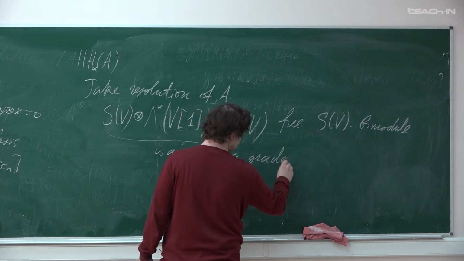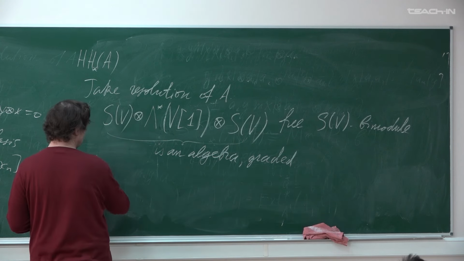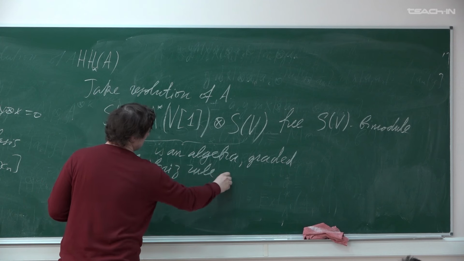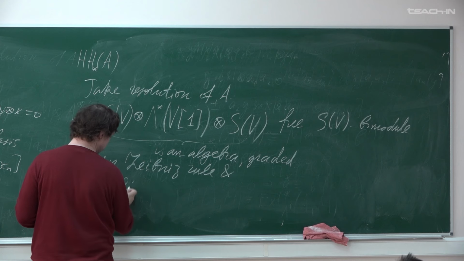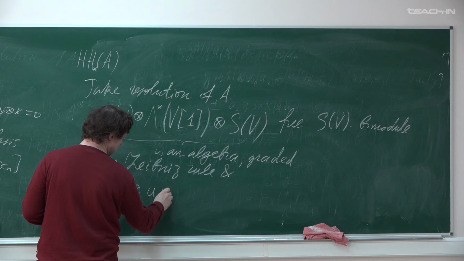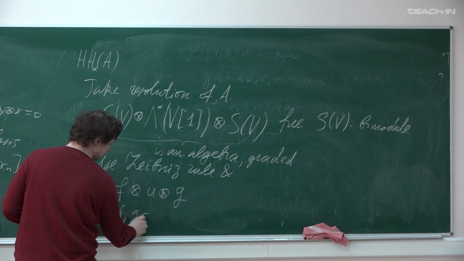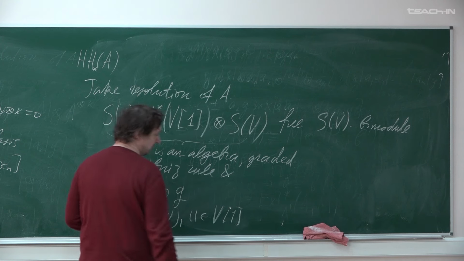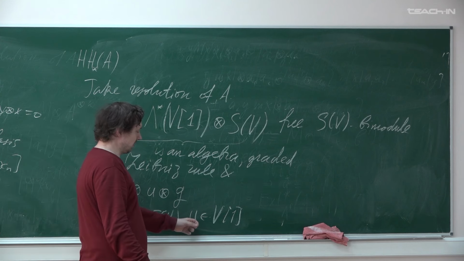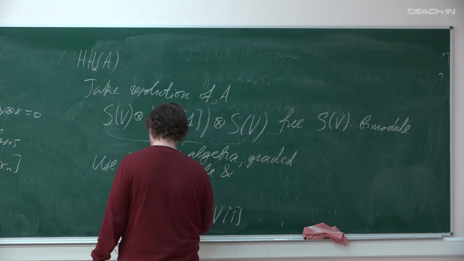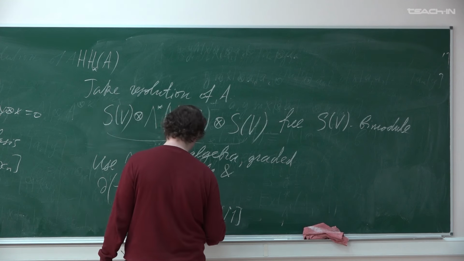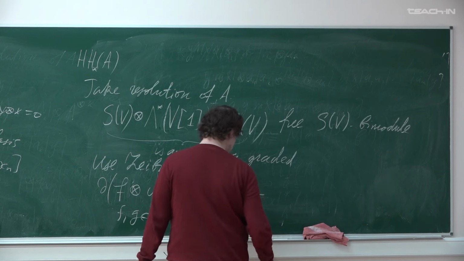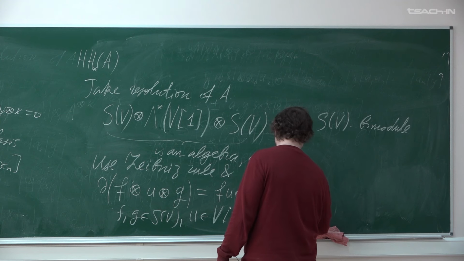So I'm going to use the Leibniz rule and the following definition, that when I deal with some elements F tensor U tensor G, where F and G are some polynomials in V and U belongs to V shifted, right? So it is just a degree 1 element, right? And then the differential here will be equal to F U tensor G minus F tensor U G.